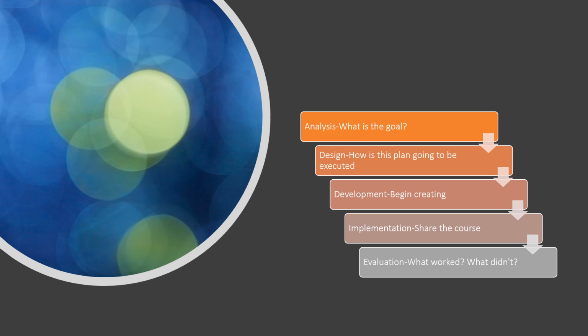And then on to evaluation. That is when you're going to look at what worked, what didn't, pay attention to that student feedback. Do new things need to be added? Were there things that needed to be taken away? And you're just going to do a full evaluation. And at that point, you may have to go back to some of those phases that came before it and make some adjustments to the course.